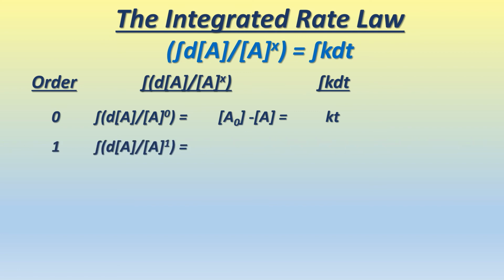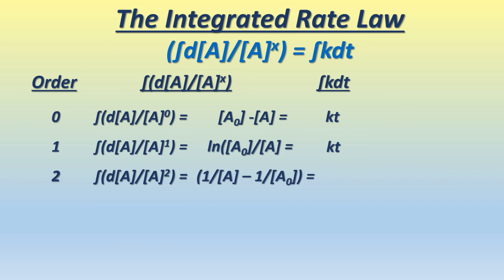First-order reaction, the integral of 1 over x dx is going to be the log of a0 over a. The integral of k dt is still equal to kt. A second-order reaction, the integral of 1 over x squared is 1 over a minus 1 over a0. Once again, still equal to kt. The advantage of the integrated rate laws are also experimental.